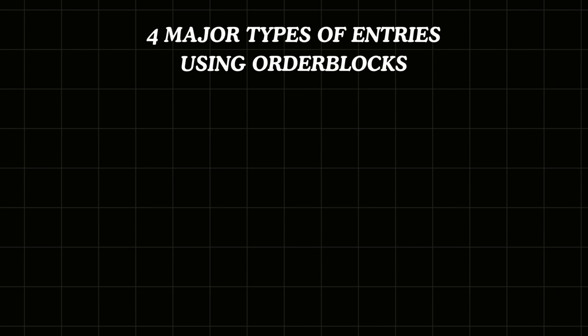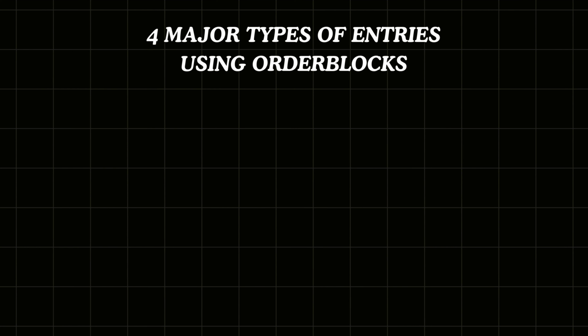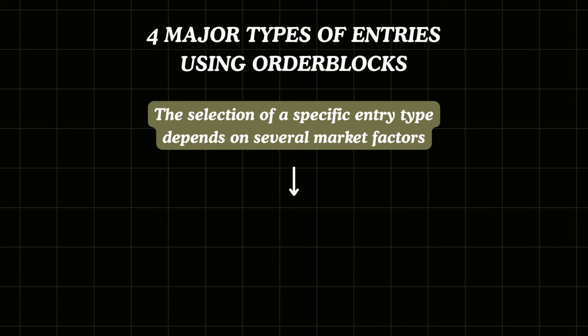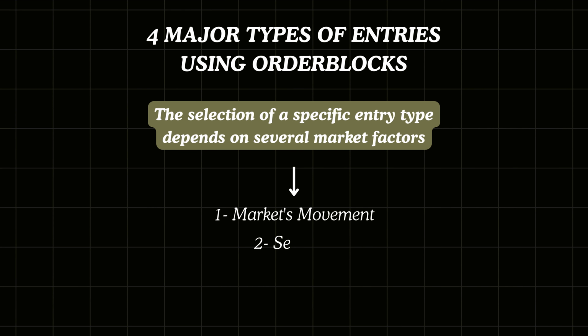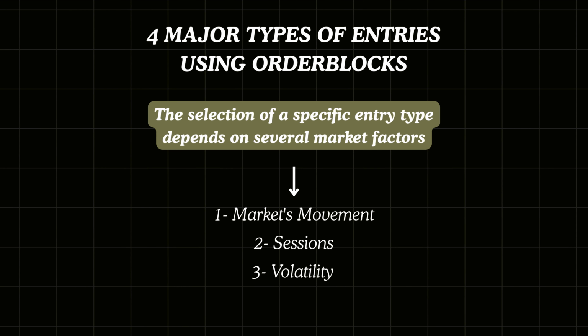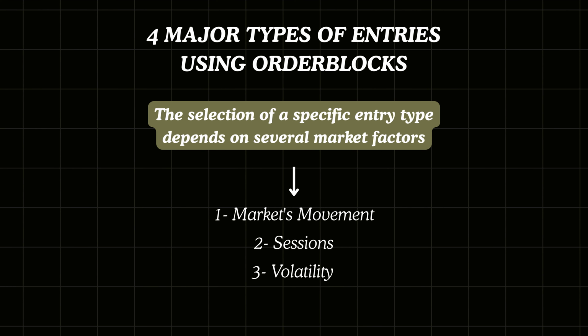There are 4 primary types of entries that can be utilized when executing trades using order blocks. The selection of a specific entry type depends on several market factors such as market movement, sessions, volatility, and other relevant conditions. By considering these elements, we can determine the most suitable entry type for executing trades effectively.